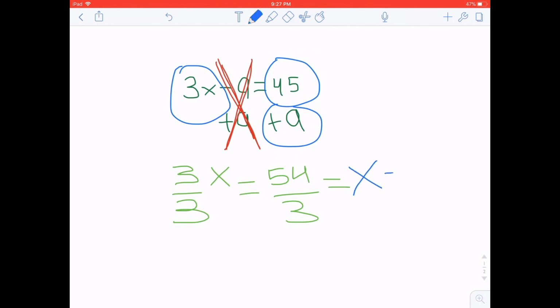But since this is an equation, we have to write the answer down as a variable. So it'll equal x equals 18.